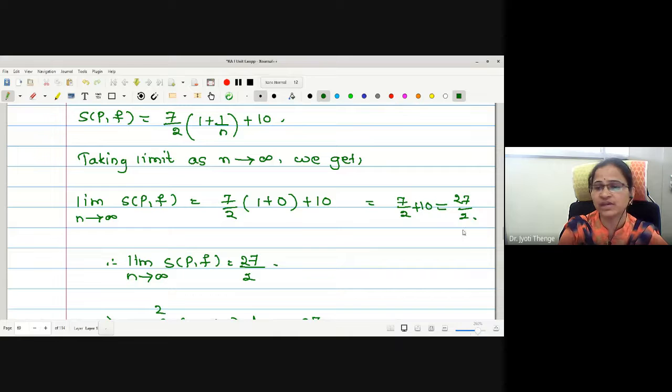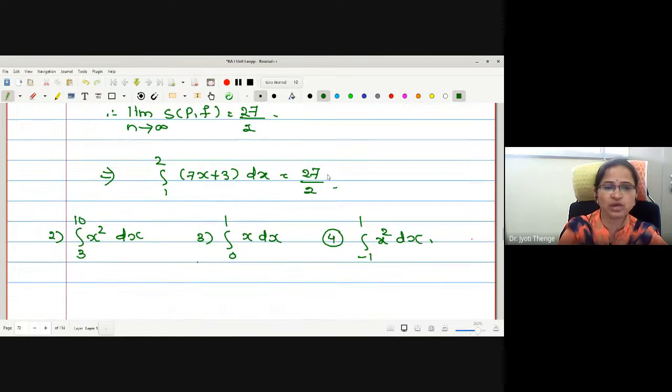By taking the limit, we can see that the limit exists. It takes some finite value. Therefore, we said that the limit exists, and whatever this limiting value is, it is nothing but the actual integration. This is what I have told you.